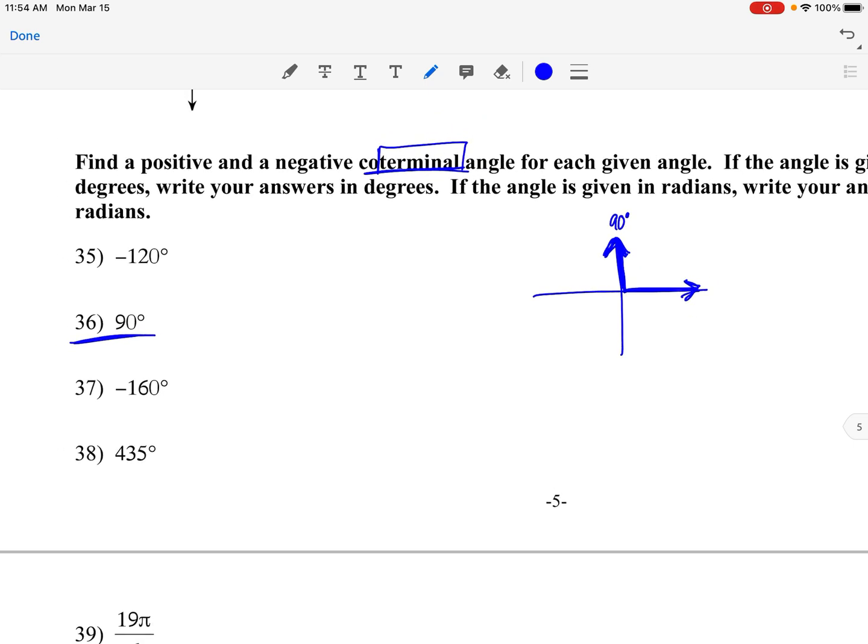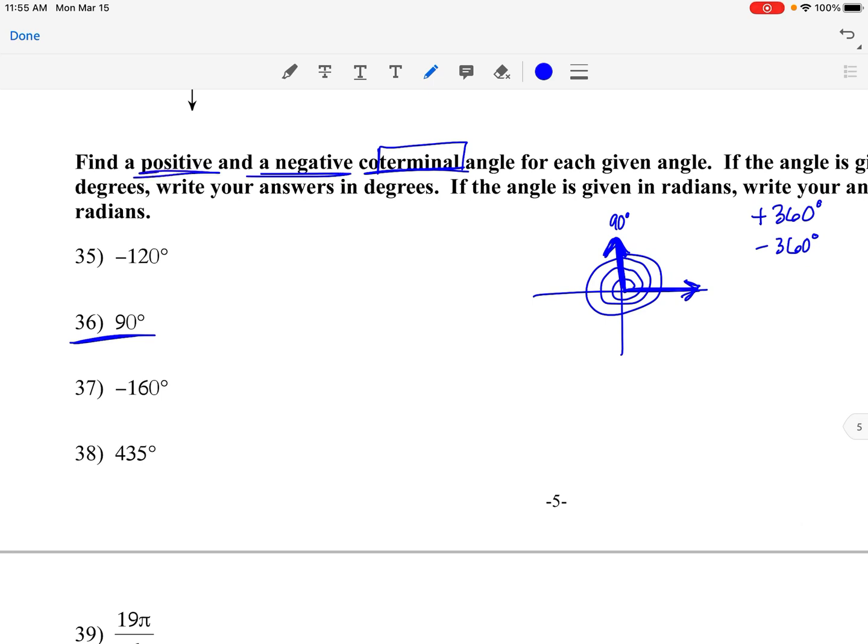So really what you need to do is either add 360 degrees or minus 360 degrees. And you can do that as many times as you want, because I could go around a full circle or 2 circles or 3 circles, and I will end up in the same place. So again, add and subtract 360 as many times as you want. But we just need to find one positive and one negative.